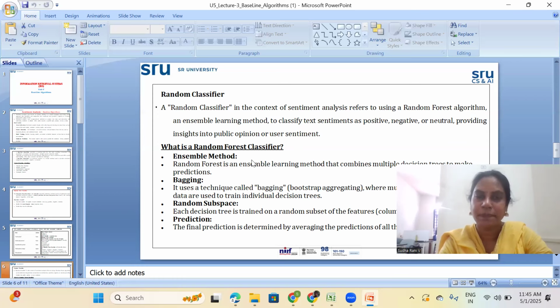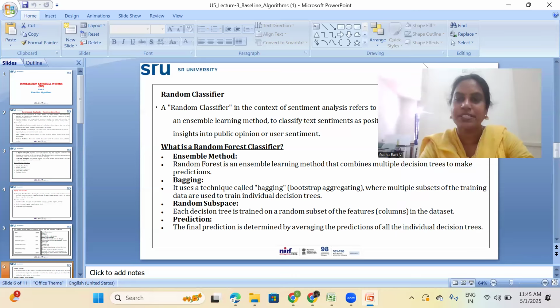It is an ensemble method. Random forest is an ensemble learning method that combines multiple decision trees to make predictions. It uses a technique called bagging, bootstrap aggregating, where multiple subsets of the training data are used to train individual decision trees. Random subspace: each decision tree is trained on a random subset of the features in the dataset. Prediction: the final prediction is determined by averaging the predictions of all the individual decision trees.